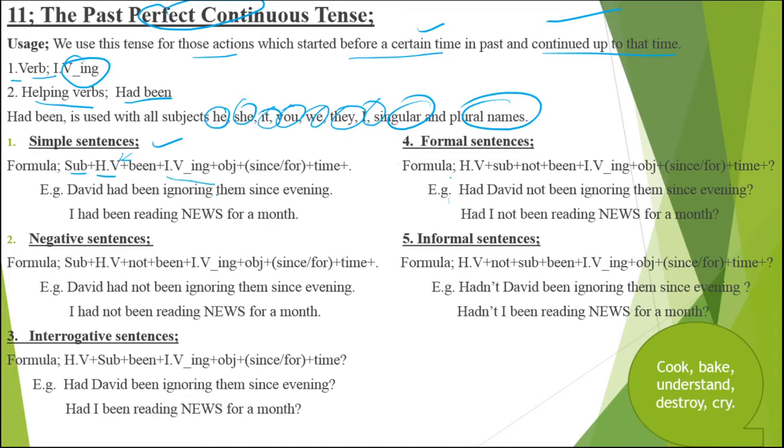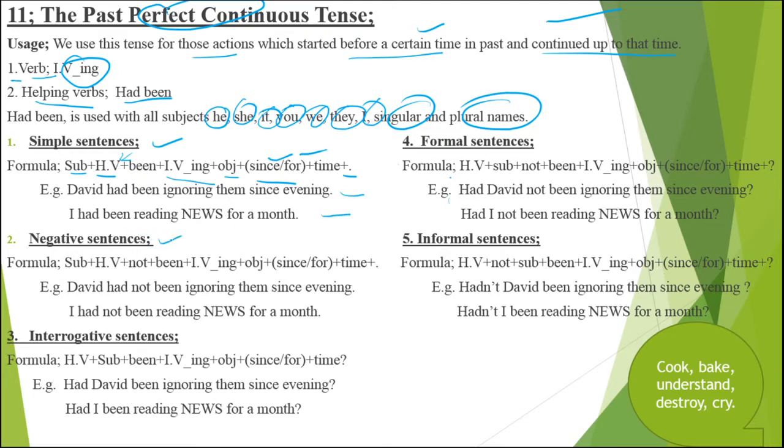After that, first form with ing, object, since, for and full stop. Since is used for exact time, for is used for the duration of time. Example: David had been ignoring them since evening. I had been reading news for a month.